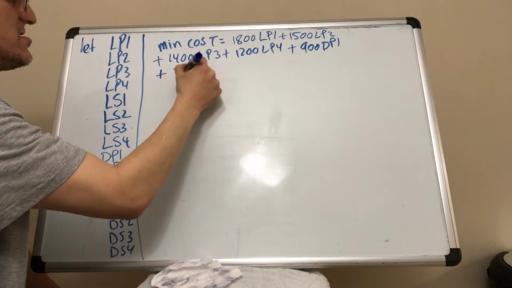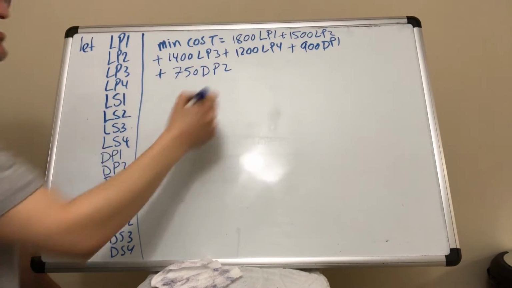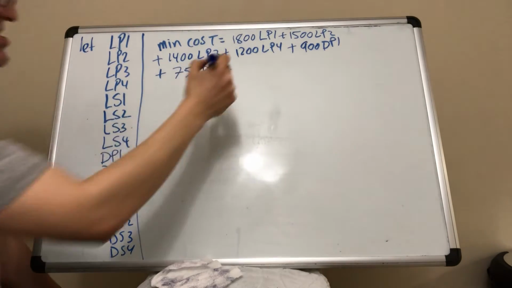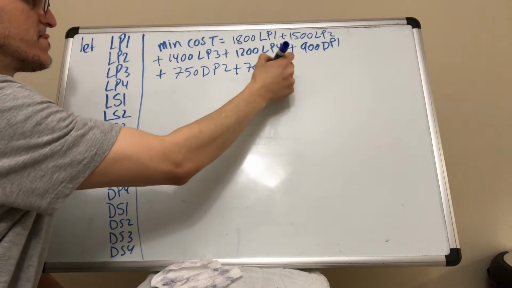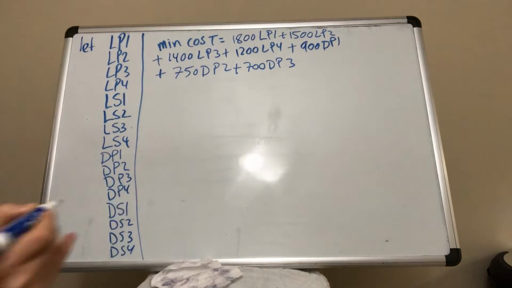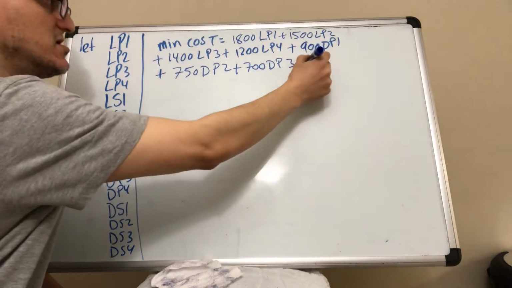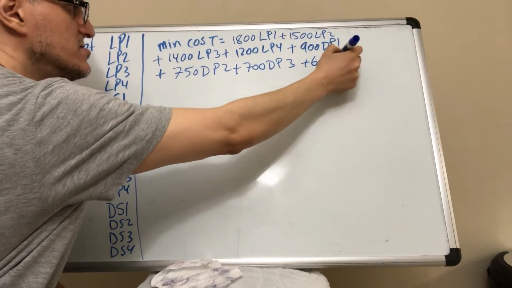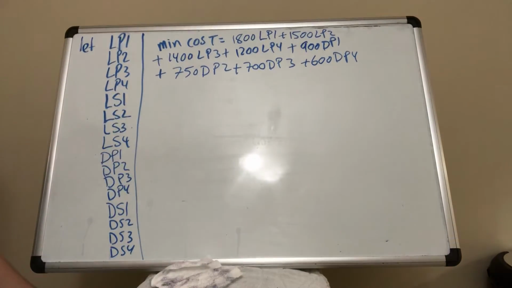$750 to produce a D. $700 to produce, and $600 to produce D4. Now they tell you this is production. What about, they told you in the question it's $200 to store your inventory.